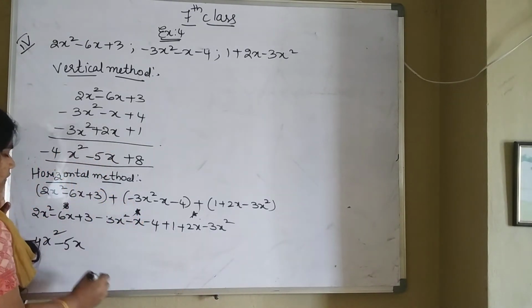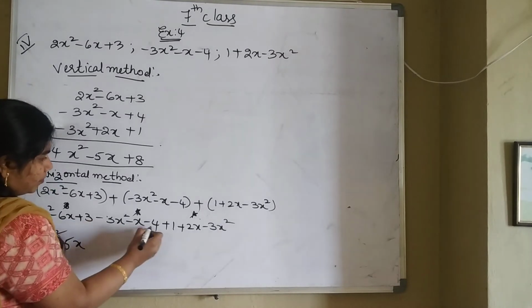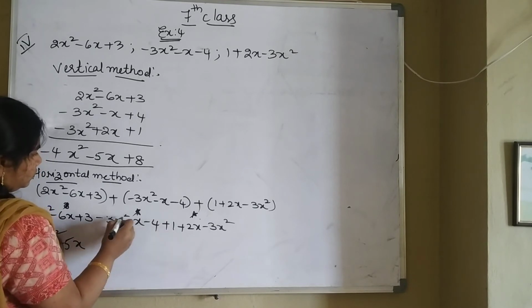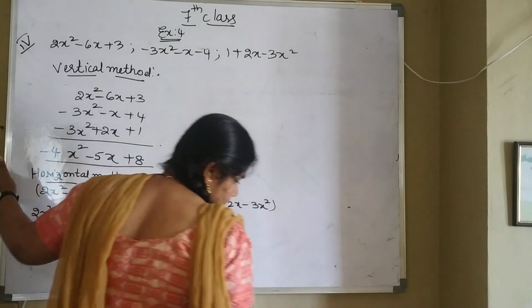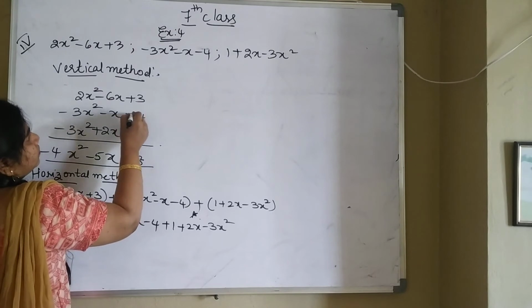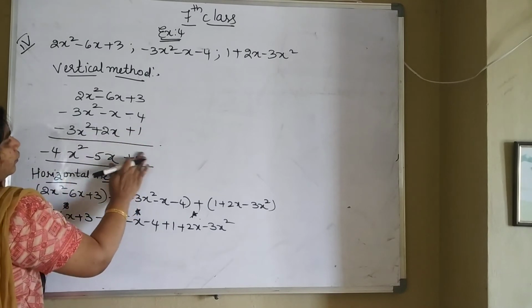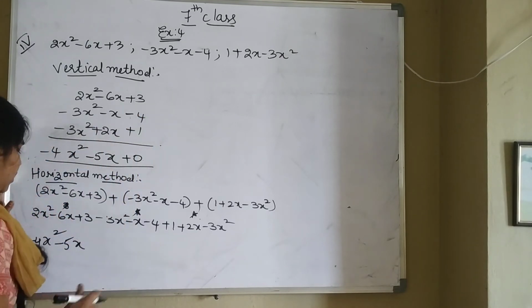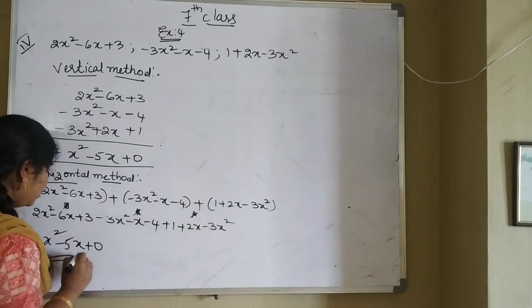And next is constant values. Constant values, plus 3 minus 4 plus 1. So 3 plus 1 will be 4. Sorry, here minus 4. So the answer will be changed. Here it will be 0. 3 plus 1 is 4, 4 minus 4 will be 0. In this case also 3 plus 1 is 4, 4 minus 4 will be 0. So this is our result.